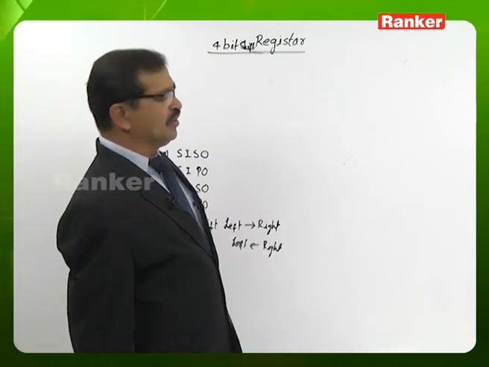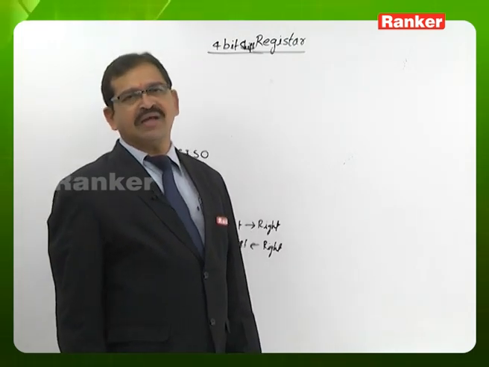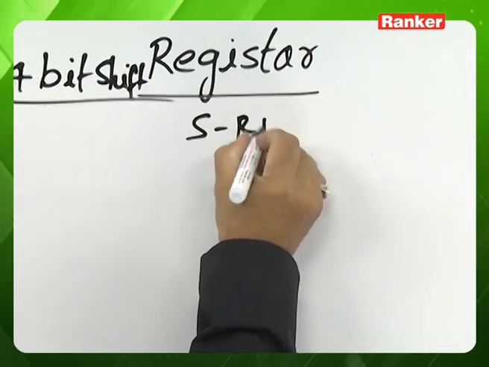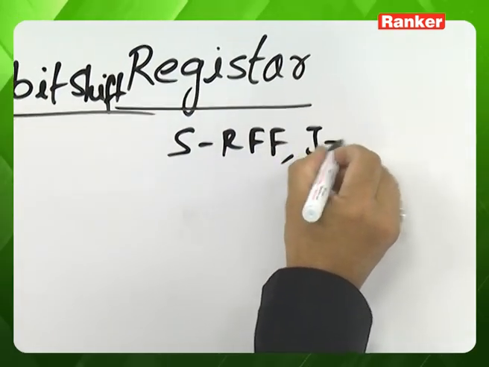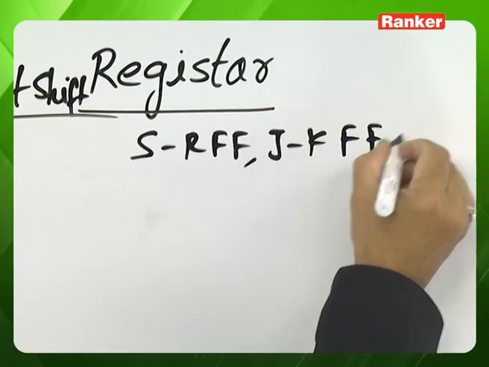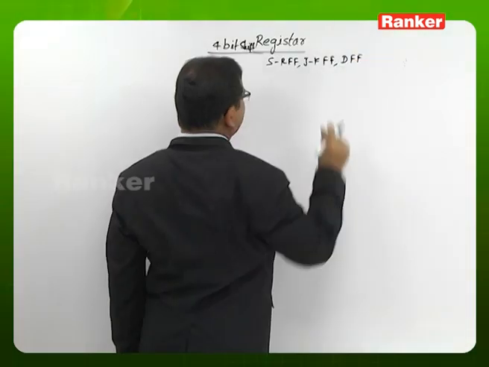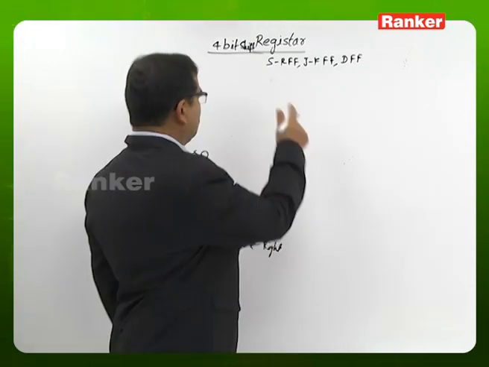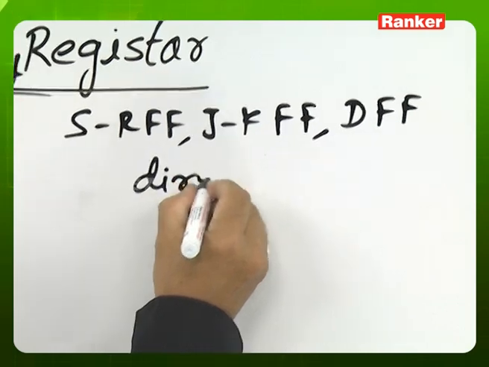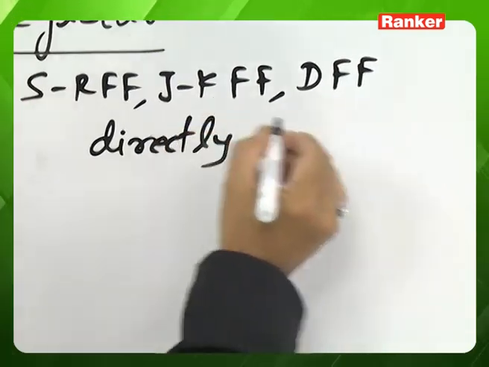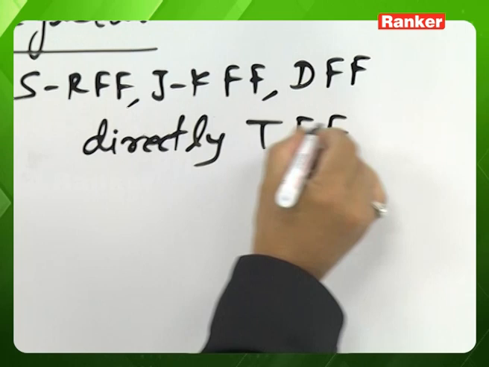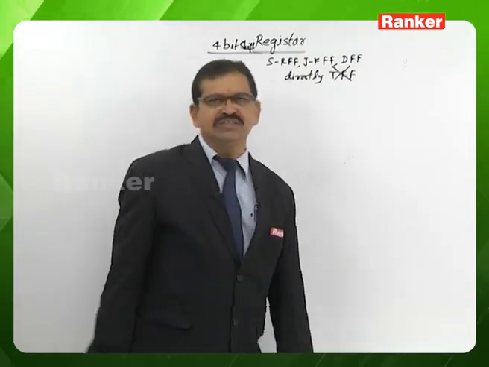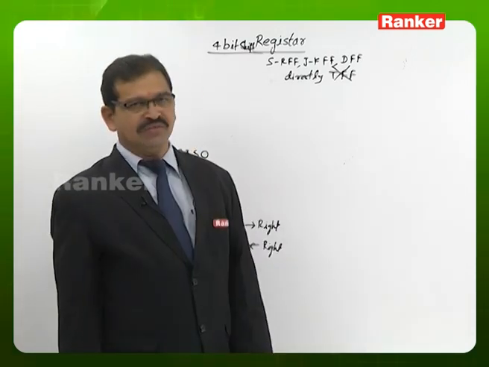In general, if we are looking to realize the register, we have a possibility to use SR flip-flops, JK flip-flops, D flip-flops. But directly it is not possible to use T flip-flops. We are unable to use the T flip-flops directly. Why is it not possible for us to use the T flip-flops directly? While discussing the circuit, let's try to identify.